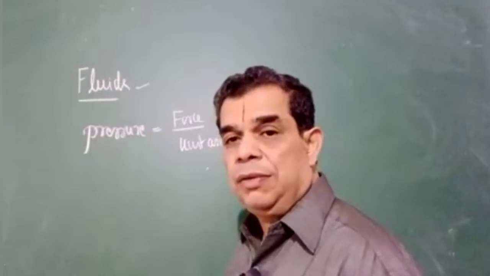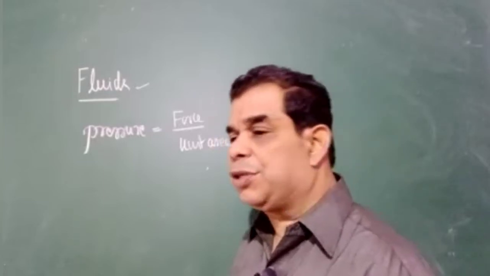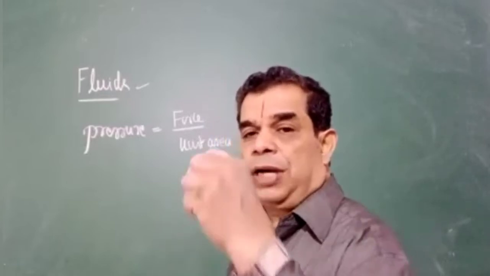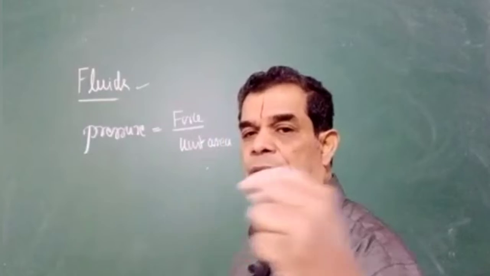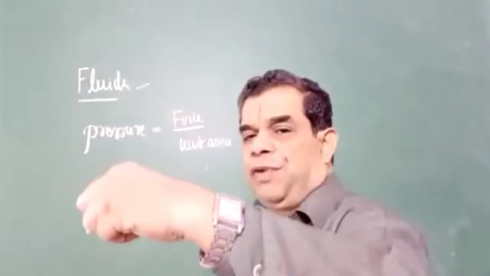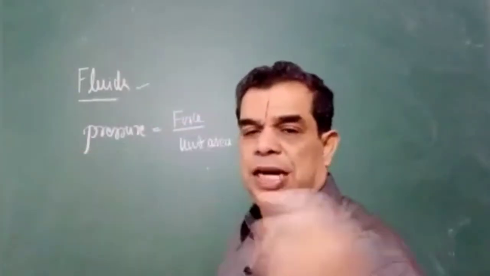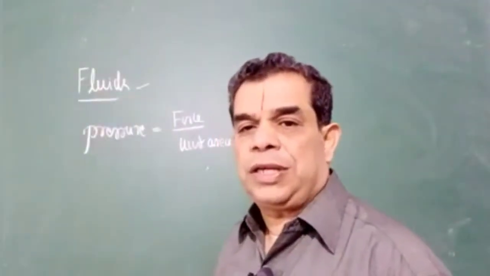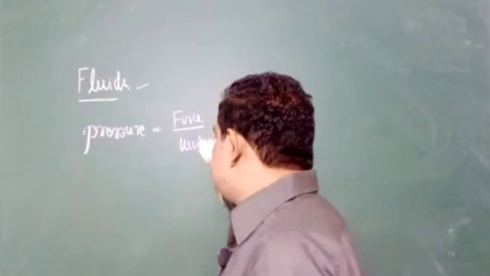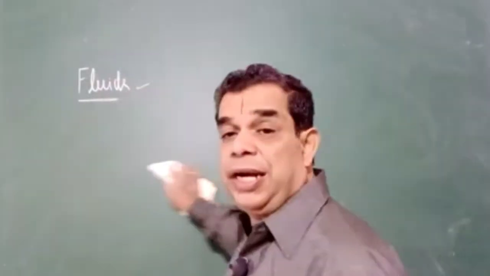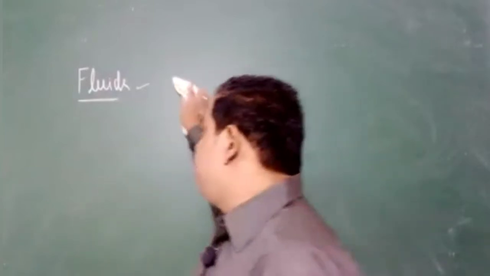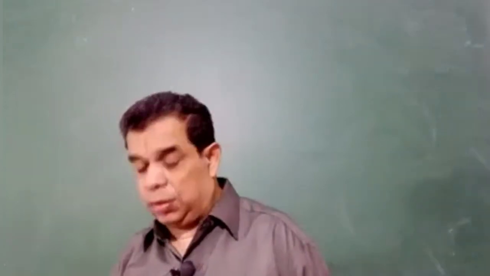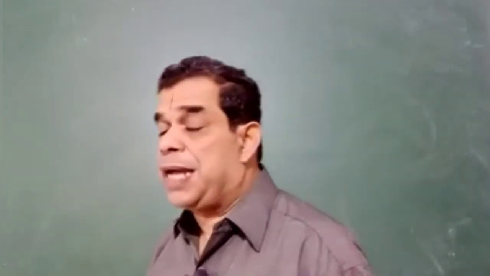In a fluid, whatever may be the direction in which you keep the object, the pressure remains the same. That means if you consider a point in a fluid, you measure the pressure from one side, from the top, from the left side, right side, or from the bottom. In all the directions, if you measure the pressure at that point, it is always the same. That's the proof we are going to generate now. That's what is called in our textbook Pascal's law.